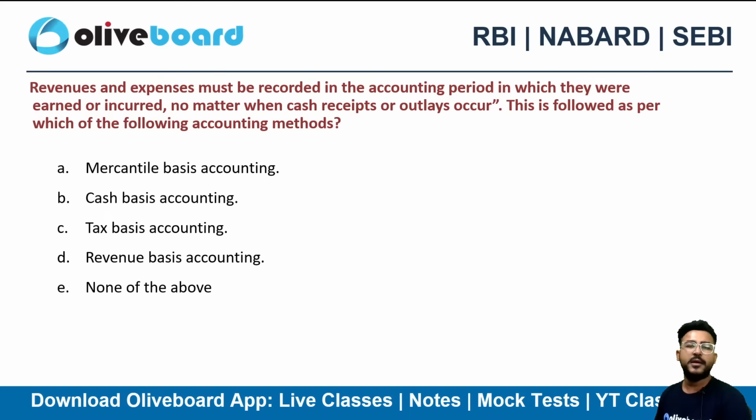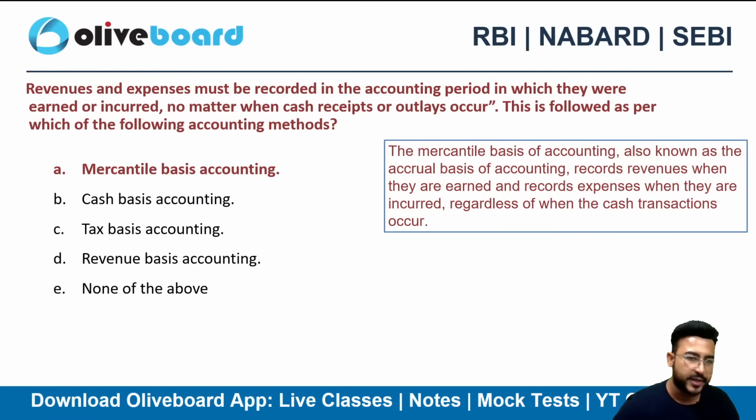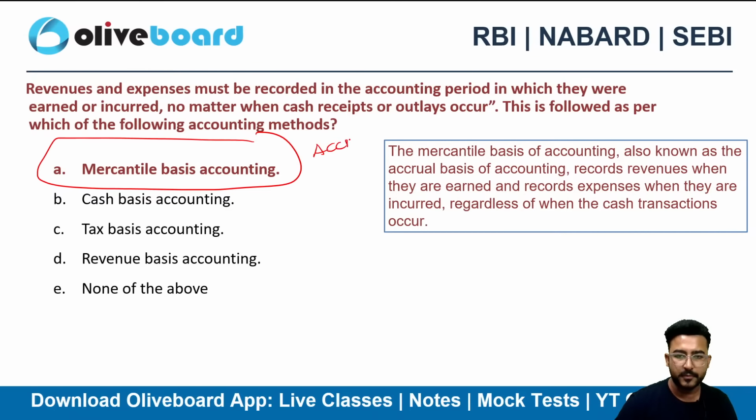Next one, revenue and expenses must be recorded in the accounting period in which they are earned or incurred, no matter when cash receipt or cash outlay occur. Which of the following is the correct method of accounting here as per the given statement? Transactions are recorded in the period in which they take place, not when settlement in money takes place. Mercantile basis of accounting is the correct choice. Mercantile basis is nothing but accrual basis only.